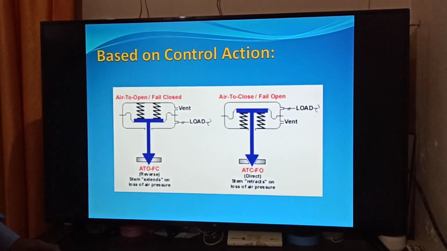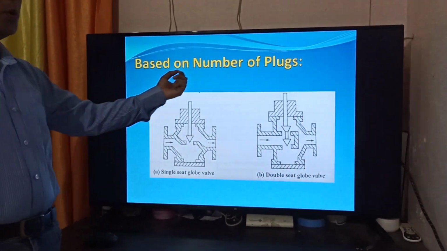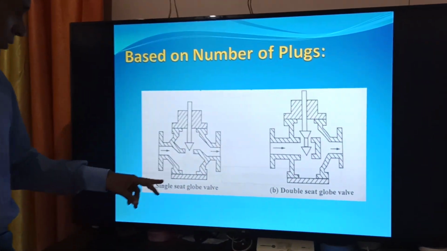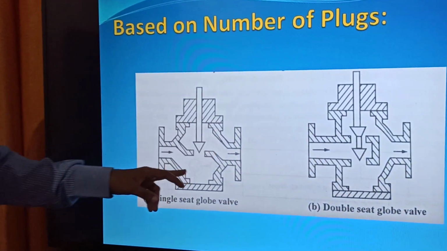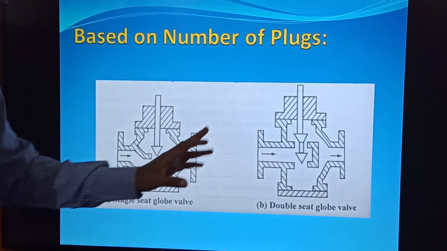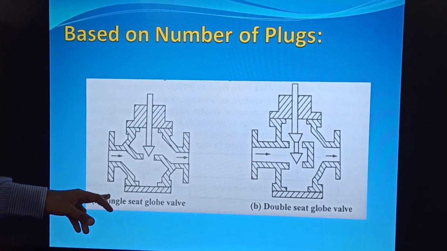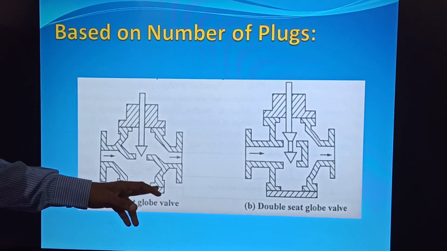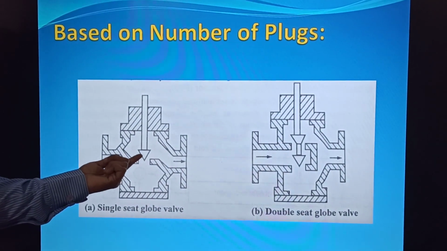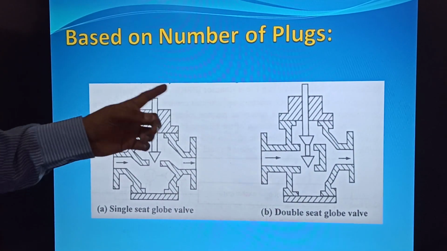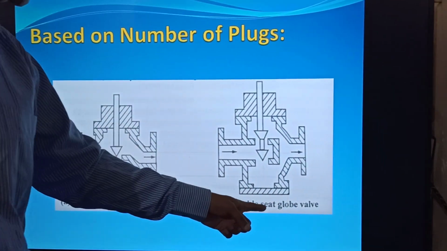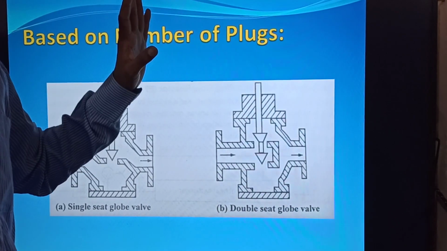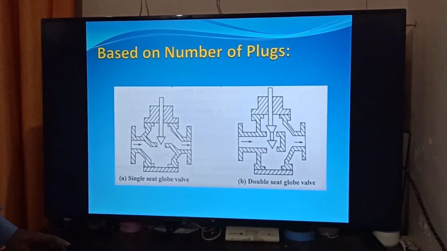Second type of classification depends upon the number of plugs. Plugs mean the opening of the valve. So here the schematic view of a globe valve is provided. In the first type, the globe valve is a single seat globe valve, means here only one plug is provided. In the second diagram, the double seat globe valve is used, where two plugs are used in that globe valve.